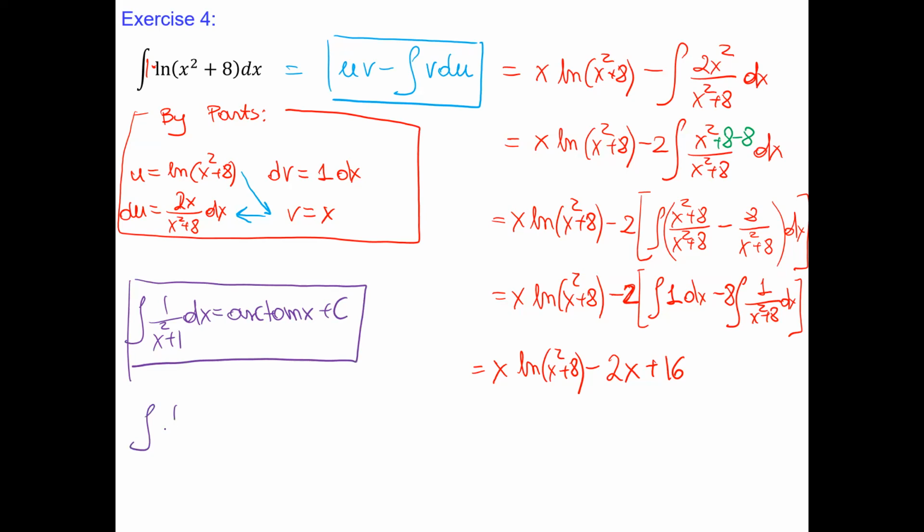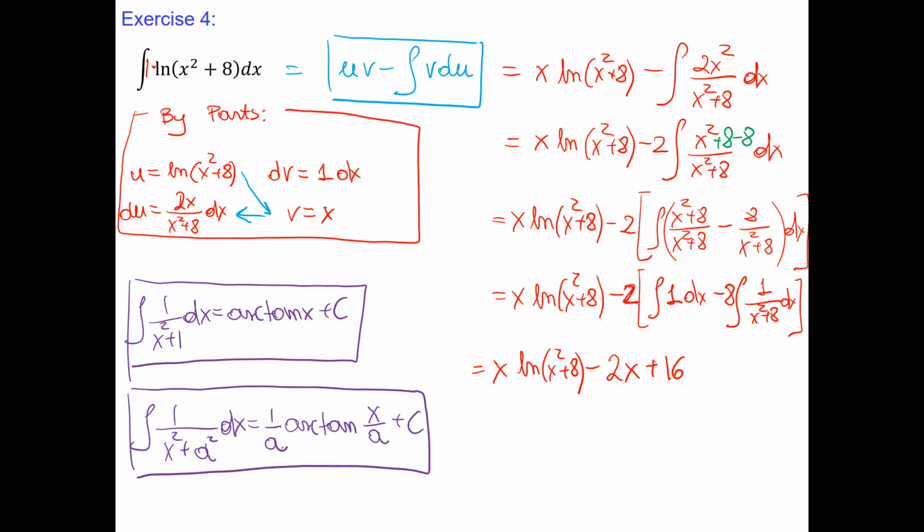But we do have an integral of 1 over x squared plus a squared. It is also arctangent, but that x is affected by a this way, and the entire function is affected by a this way. Now we just need the square root of 8. Unfortunately, it is an irrational number, but we can still manage.